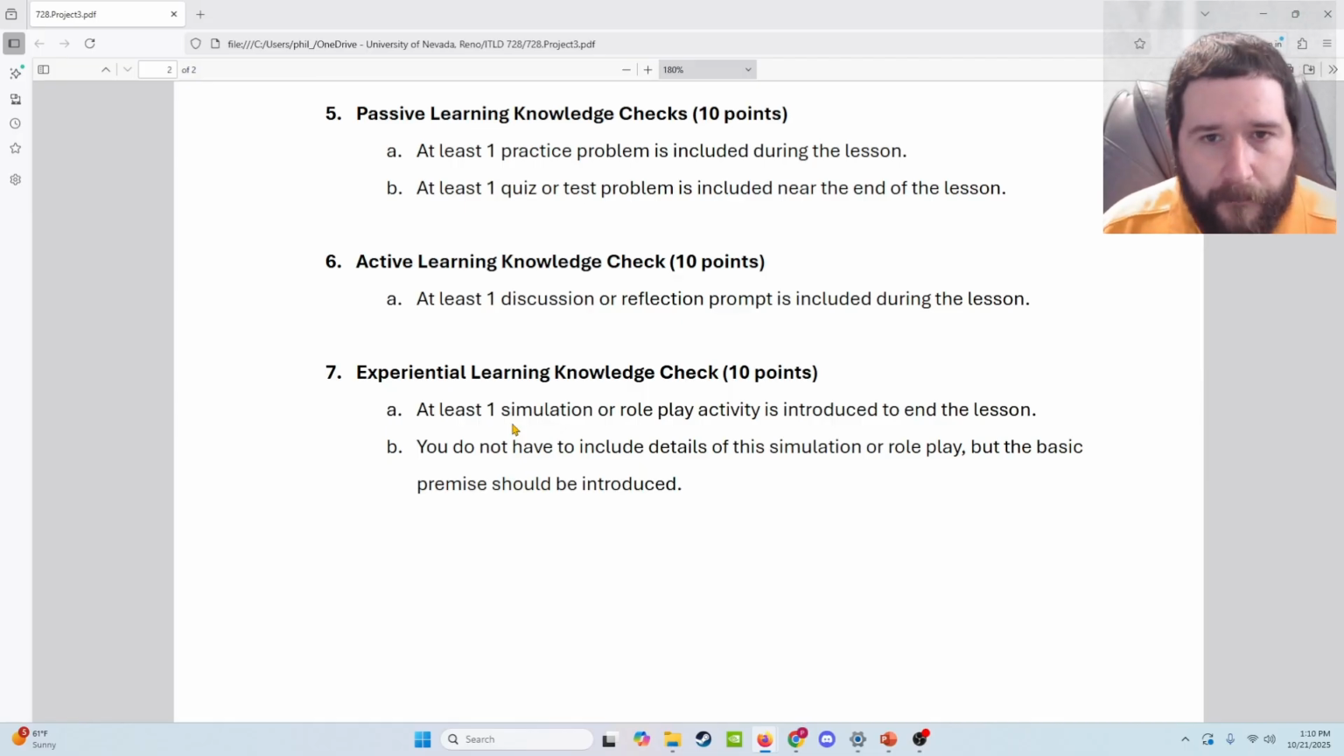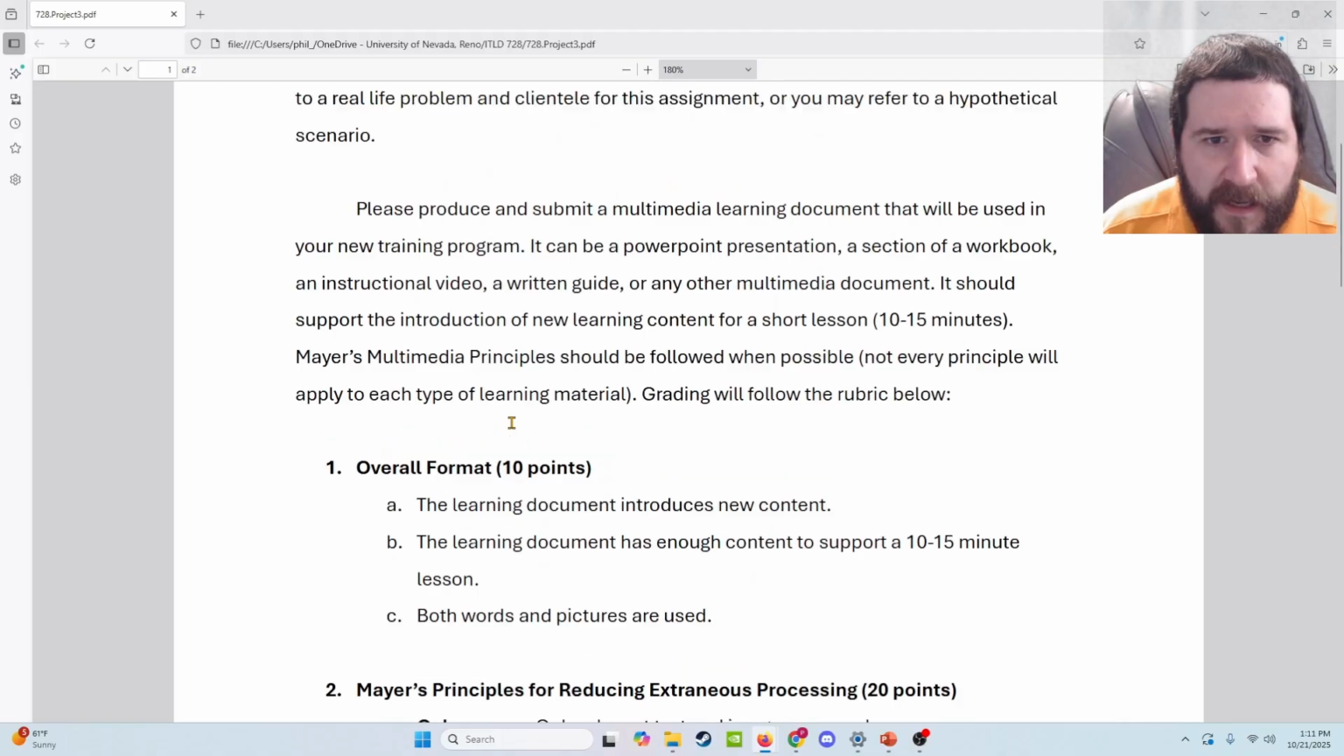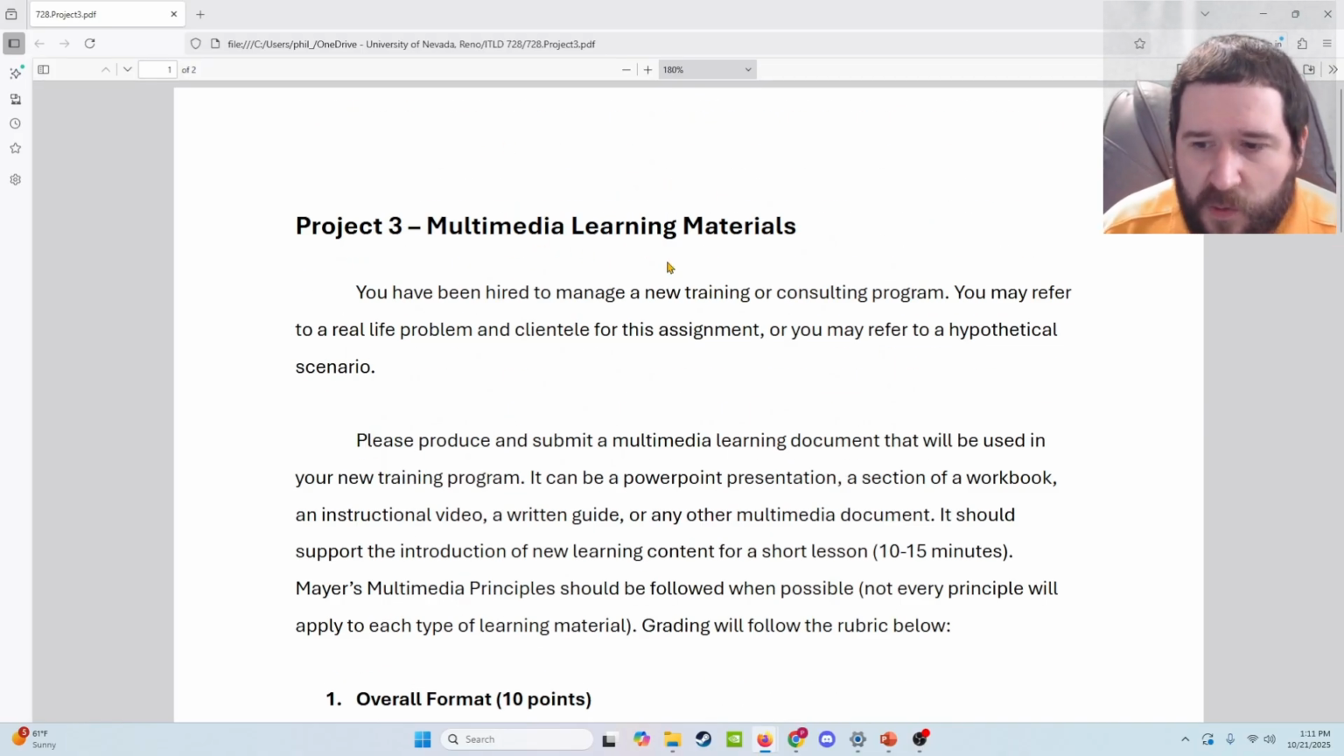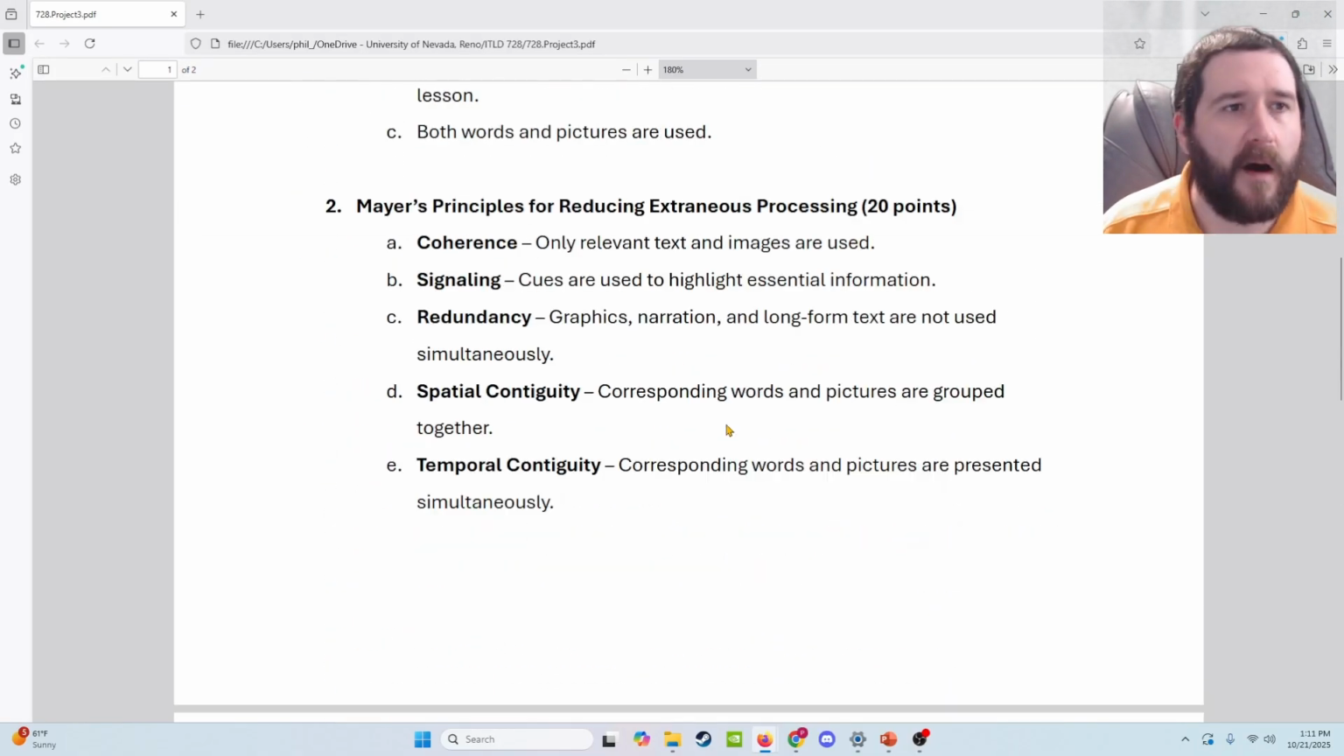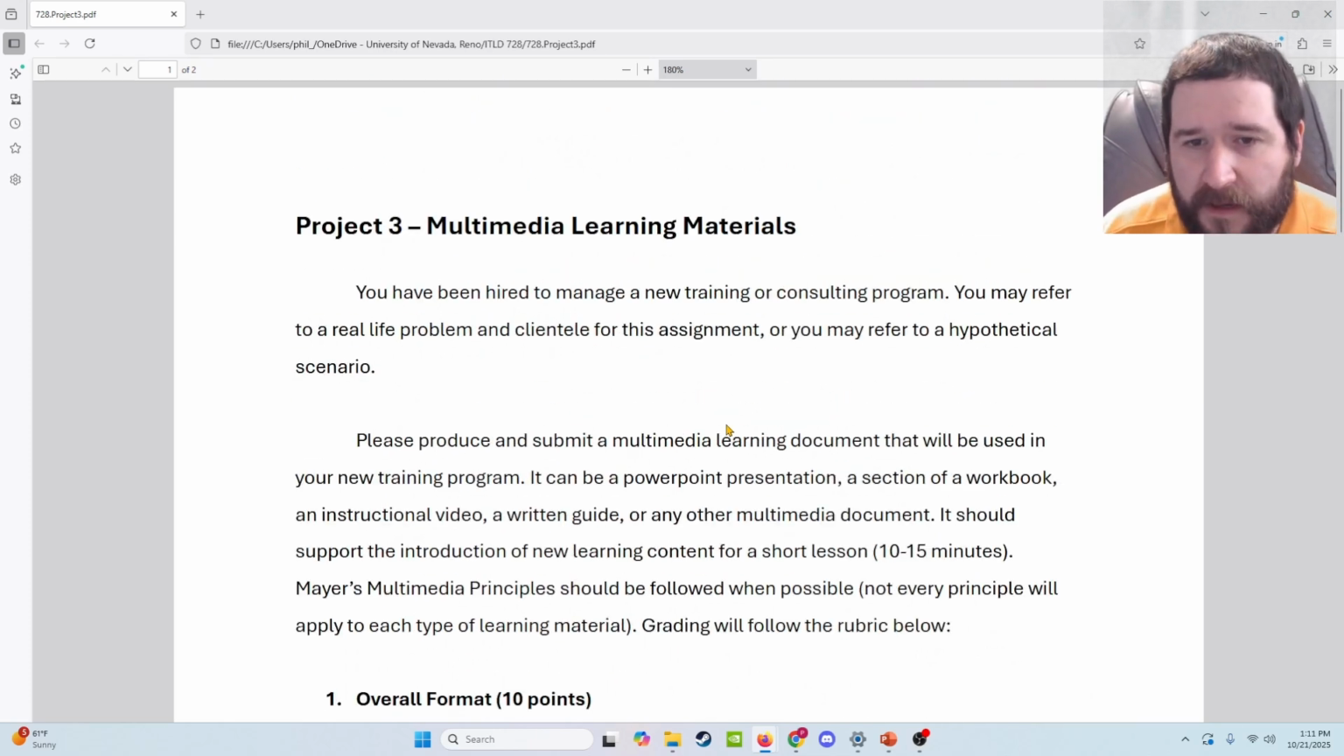All right, but that's it. That's everything we've got for Project 3. This one is due, I don't have it on here, but it is on the site, 11/3.